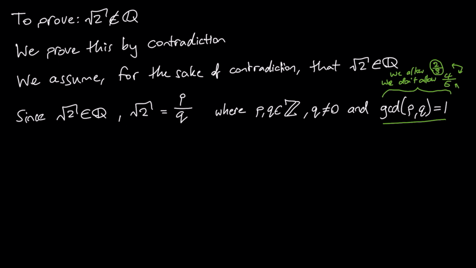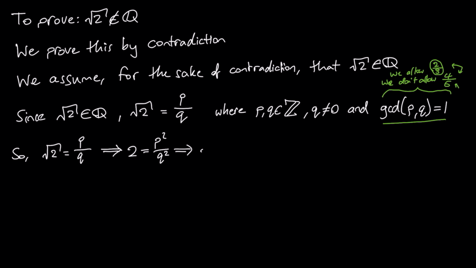All right, so let's try and get a contradiction out of this. So the square root of 2 is equal to p over q, where p and q are integers. This means that if we square both sides, we get 2 equals p squared over q squared.